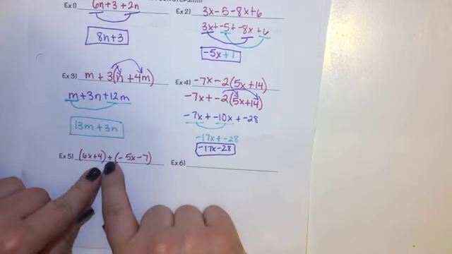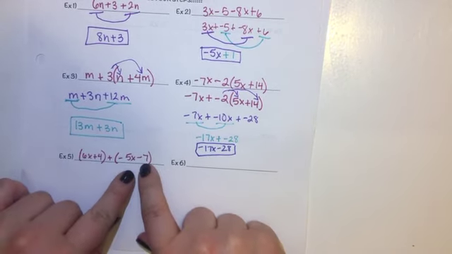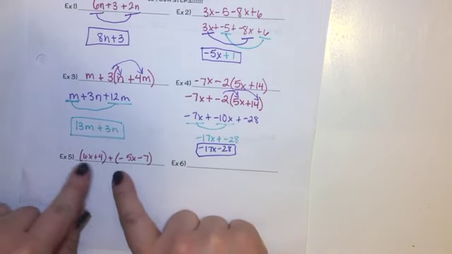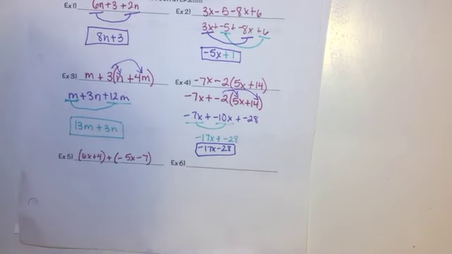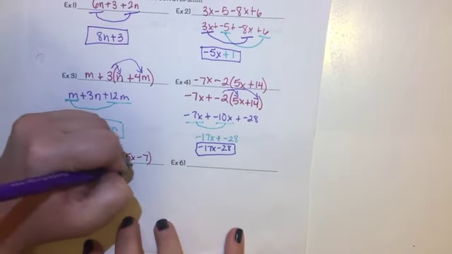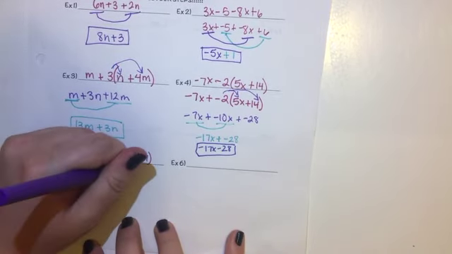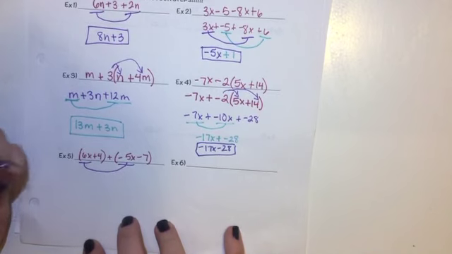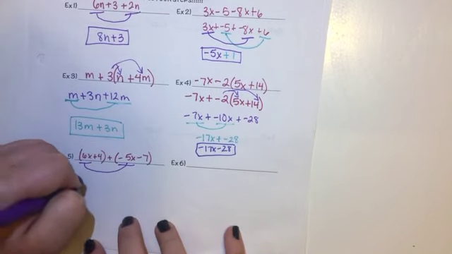Now, in this case, since we're just adding one plus the other, we can really just pretend like the parentheses are not there. So what we can do now is combine our like terms, 6x and negative 5x. This is just going to equal 1x.